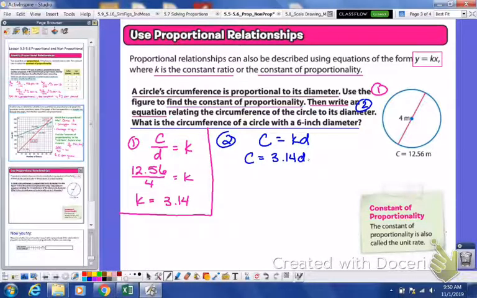That is all you have to do in order to write your equation. This is something that a lot of people have struggled with in the past. Please do not overthink it. Once you find your constant, substitute it into the equation and you're done. Okay, so that was part 2.